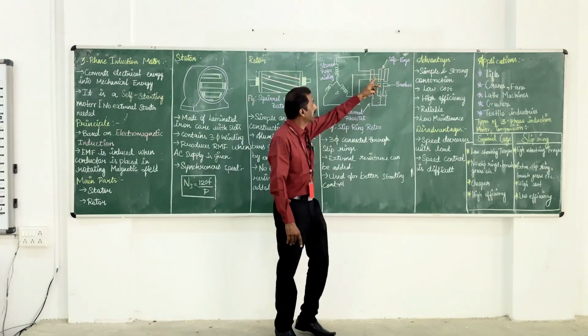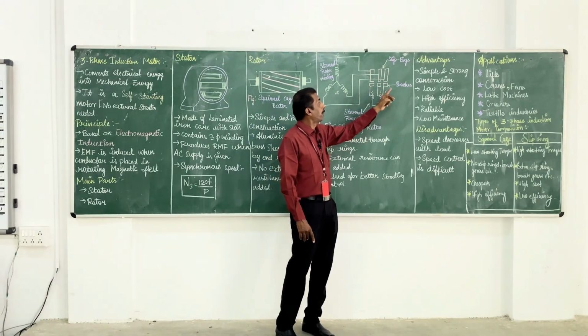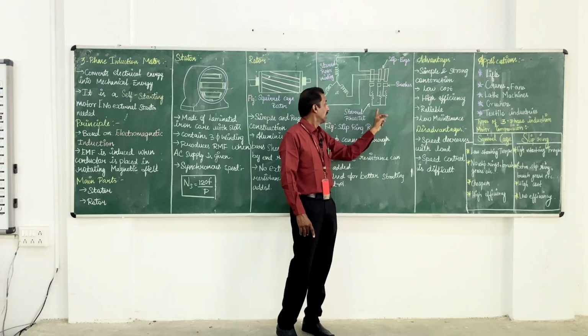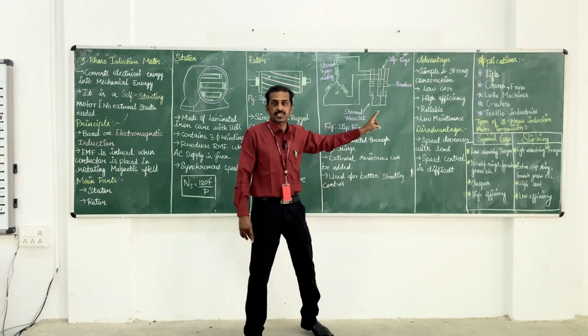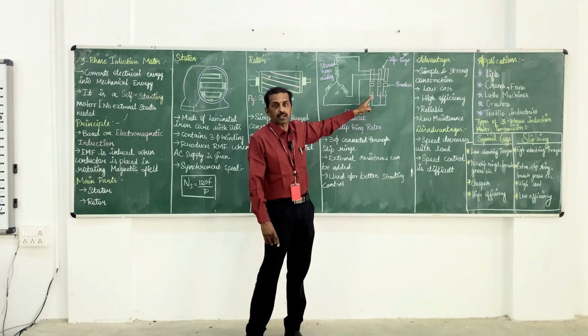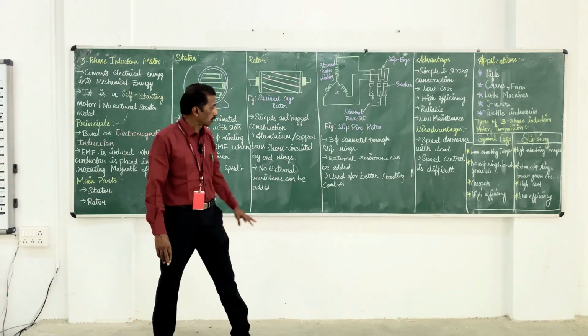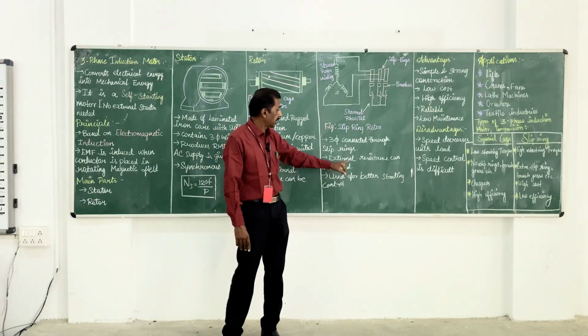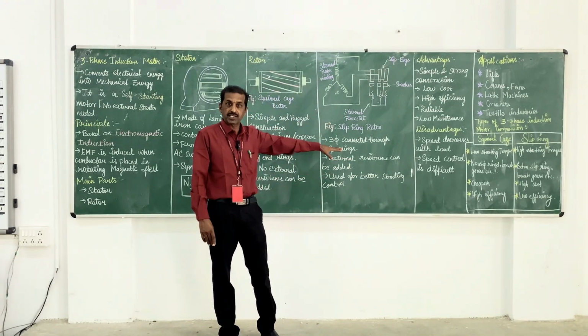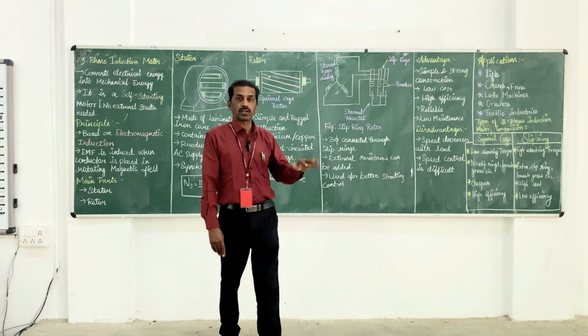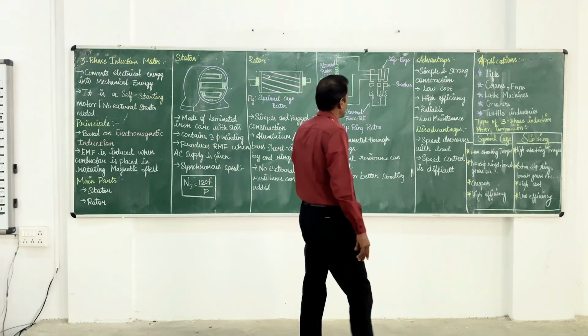Each winding in the end is connected to the bars and slip rings, and also external resistance. The purpose of this resistance is starting torque improvement. These three phases are connected through the slip rings, and external resistance can be added for additional resistance and used for better starting torque control. Okay, these are the advantages.